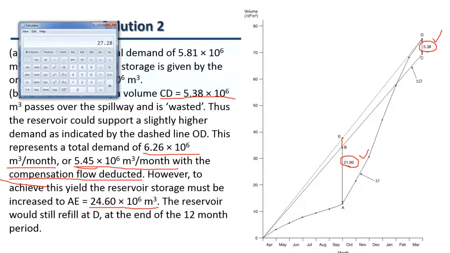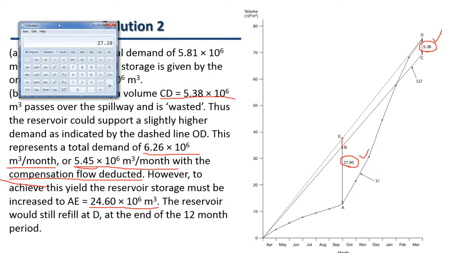So we said that the total demand of the 6.26 million cubic meters needs to be taken to make sure that all the water is used. Is that clear, 6.26, Amara? Yes, sir. Okay.